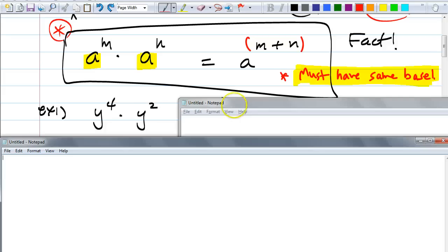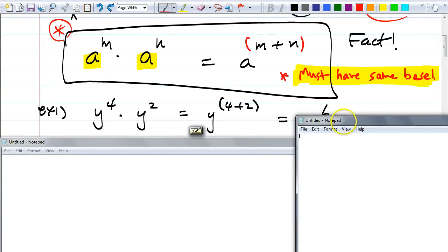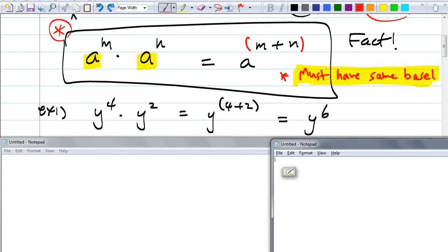So, what kind of work do you think I want to see on your homework? Yes, sir. Yeah, y and then 4 plus 2 like this. And then I want you to write y to the 6 like that. Is that okay? All right, so that's the work I want to see. So we don't have to write y times y. No, you don't want to write y 4 times. Because what if I have y to the 100th power? Are you going to write y 100 times? Okay, so I want you to use this shortcut.